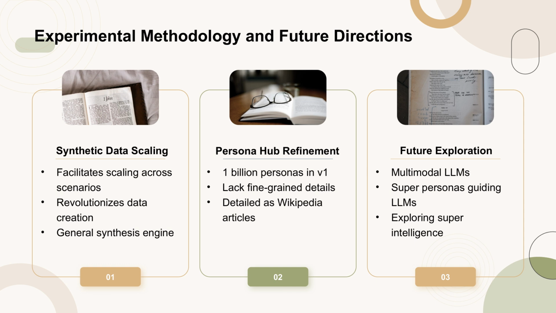The current version of Persona Hub, containing 1 billion personas, is noted for its lack of fine-grained details. Future versions aim to refine these personas to be as detailed as Wikipedia articles, enhancing uniqueness and scaling opportunities. Additionally, the authors plan to explore the application of their methodology to multimodal LLMs and the use of super personas to guide LLMs beyond existing knowledge, potentially unlocking new approaches to accessing superintelligence.